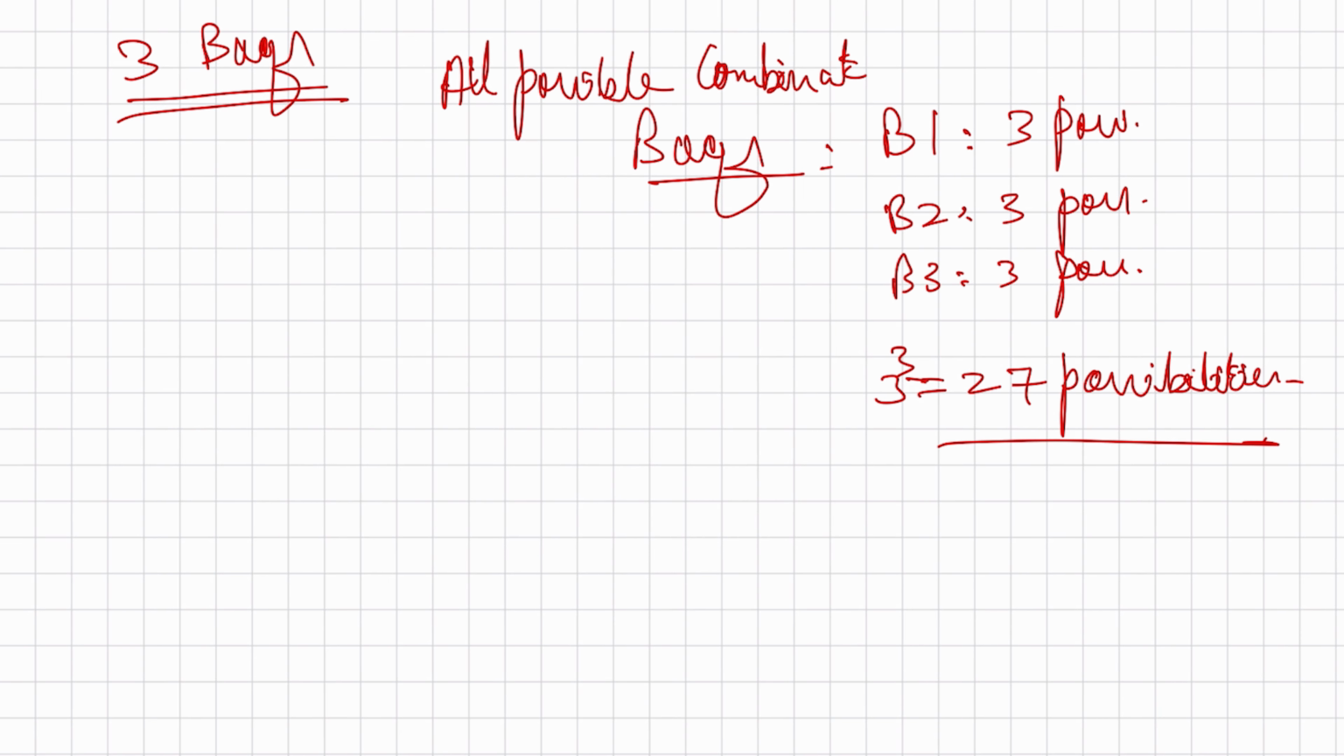Now let's try to reverse engineer this. Whenever we pick up coins from these three bags in a fashion, their range should be able to cover these 27 possibilities. Only then will we have a unique mapping from the weight range of these coins that we pick from these bags to all possible combinations of the coin types which these bags can have, right? So 27 possibilities in terms of the range.